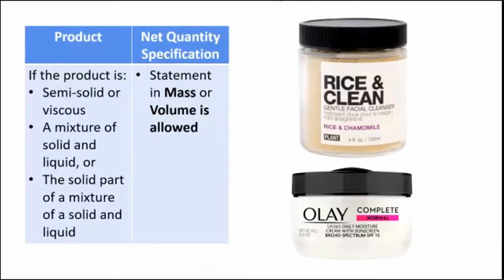Okay, if the product is semi-solid or viscous or a mixture of solid and liquid, or the solid part of a mixture of solid and liquid, it should be stated in mass or volume. So we could state all this kind of product in mass or volume. They are both allowed. Okay, like this one is a gentle facial cleanser and moisturizer. They are kind of solid emulsion. So in emulsion, we could use either mass or volume. It's fine.